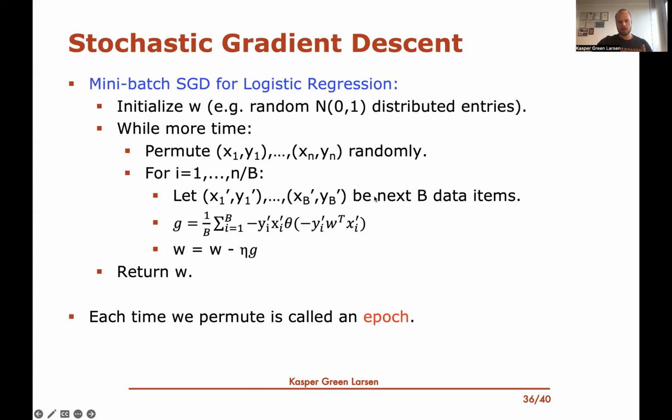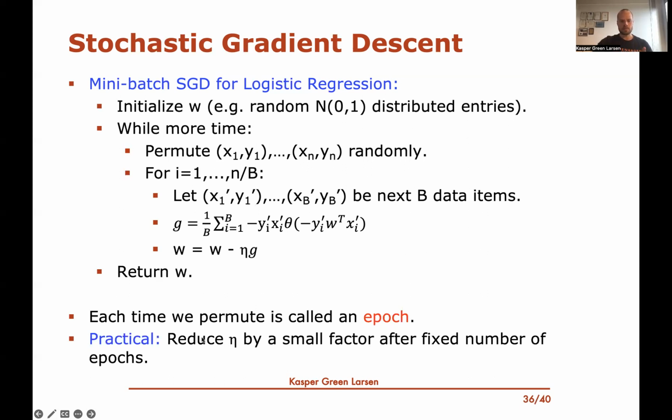Now there's some common terminology for each time you make such a permutation. This is typically called an epoch in training: a training epoch is when you permute the data and scan through all of it in batches of B. In practice, a good rule of thumb is that when you start training your machine learning model, you should have a reasonably large step size so you quickly make progress. But as you've trained for a while, the model should be getting closer and closer to something optimal. And oftentimes it's a good idea, once I've completed a fixed number of epochs, maybe 10 or so, to reduce this step size a little bit.